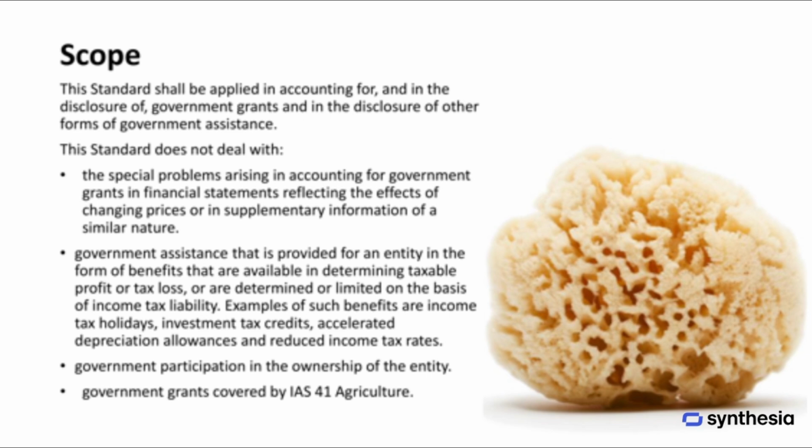This standard applies to how government grants are accounted for and how different types of government support should be disclosed in financial reports. However, there are a few important exceptions. It does not cover situations where financial statements are adjusted to reflect changing prices or when additional information of that nature is provided. It also excludes government assistance that affects an entity through tax-related benefits, like income tax holidays, investment tax credits, or special depreciation rules.